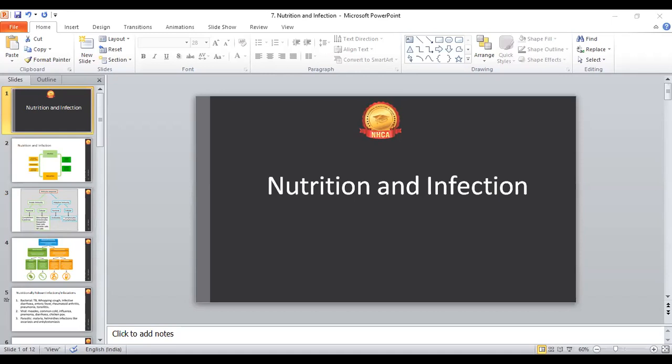Barrier protection means, for example, the mucosal lining which you have in your gastrointestinal tract, from your mouth till the small intestine and everything, a mucosal lining is there. That is a kind of barrier protection. Your skin is a barrier protection. Your nostrils, the hair in your nostrils, those are examples of barrier protection. So impaired barrier protection, impaired immune function, your immunity is impaired.